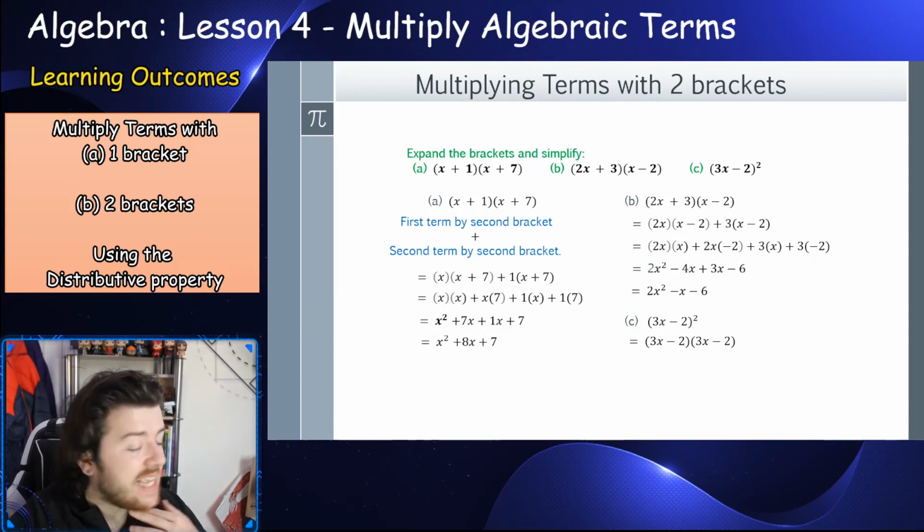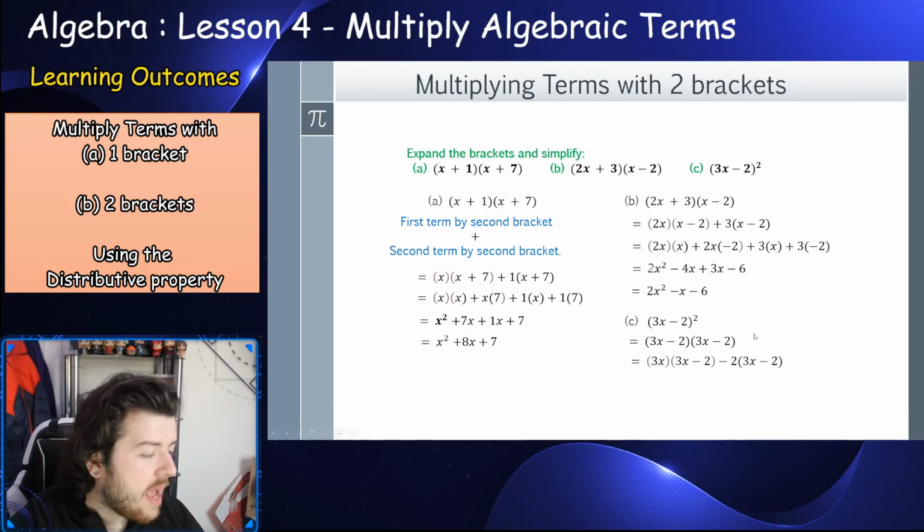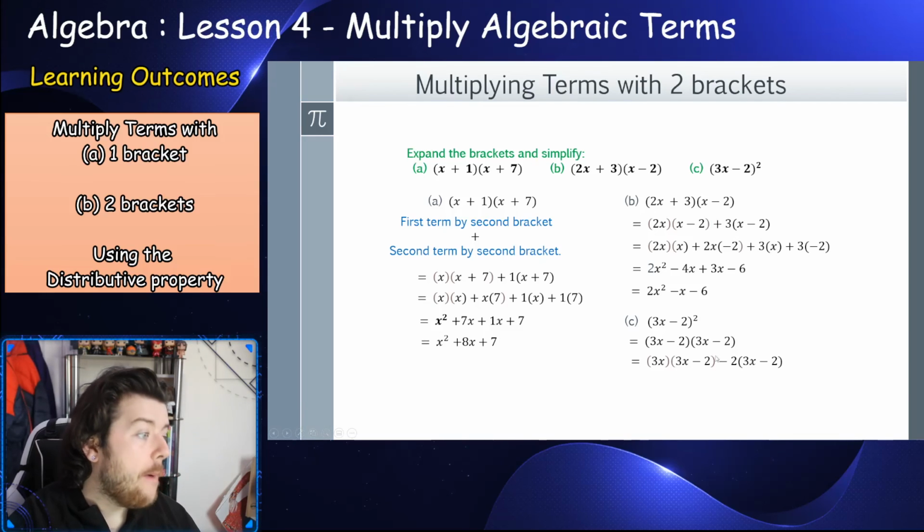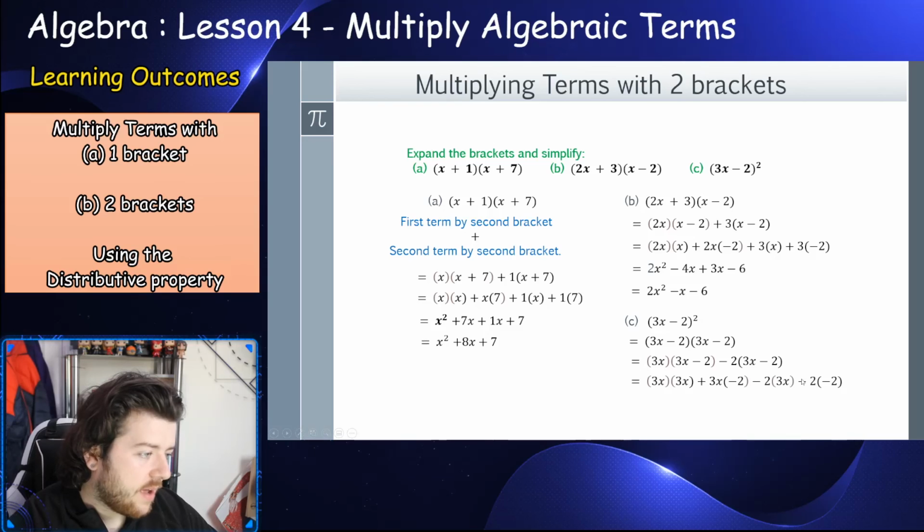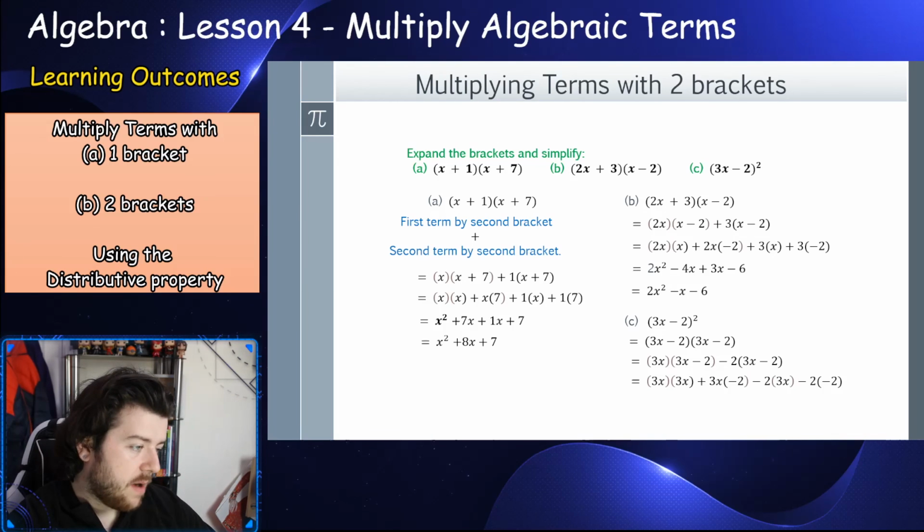And then it's the exact same process as before. I get my 3x here, multiply it by my second bracket, and I get my minus 2 multiplied by my second bracket. So it'd be 3x times 3x minus 2, minus 2 times 3x minus 2, multiply it out. I got 3x times 3x plus 3x times minus 2, minus 2 times 3x, minus 2 times minus 2.